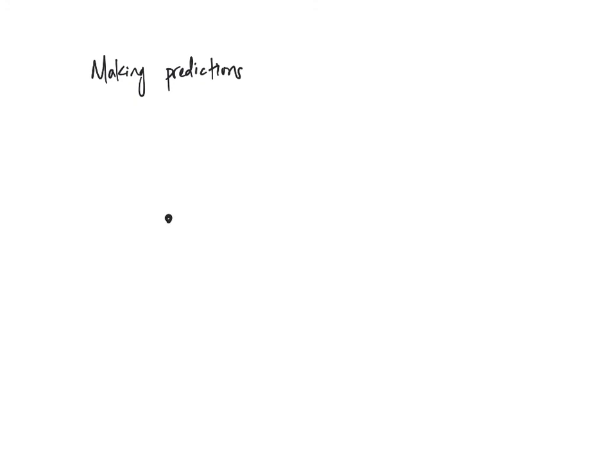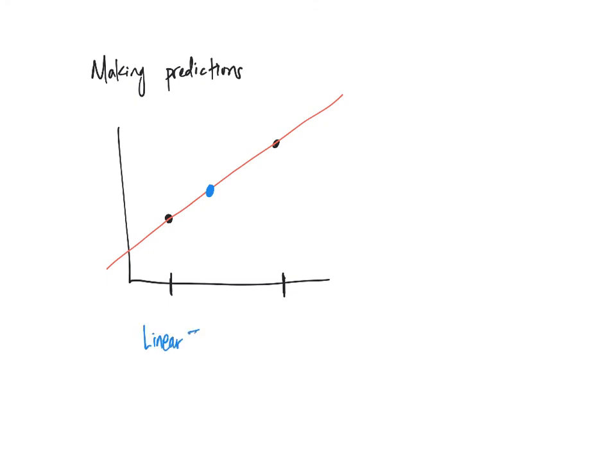So if your data points look like this, let's say, and your linear model would be like this. If you want to make a prediction where the data point is between those two other points, so let's say this is one x value and this is another x value, and you want to predict what happens at some other x value inside of those two points, this is what we call a linear interpolation.